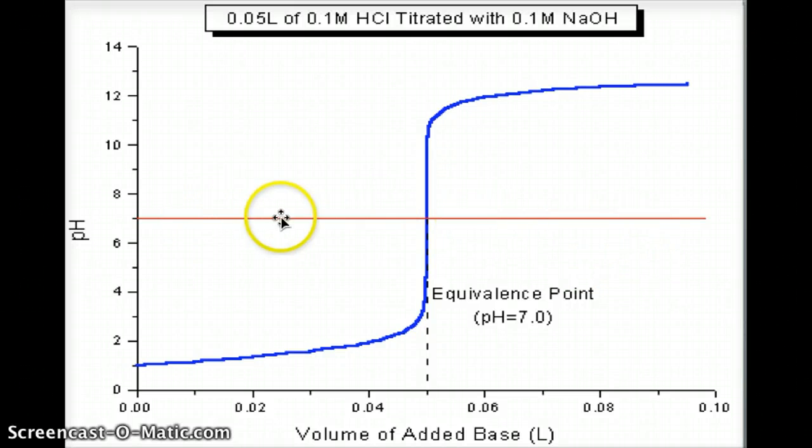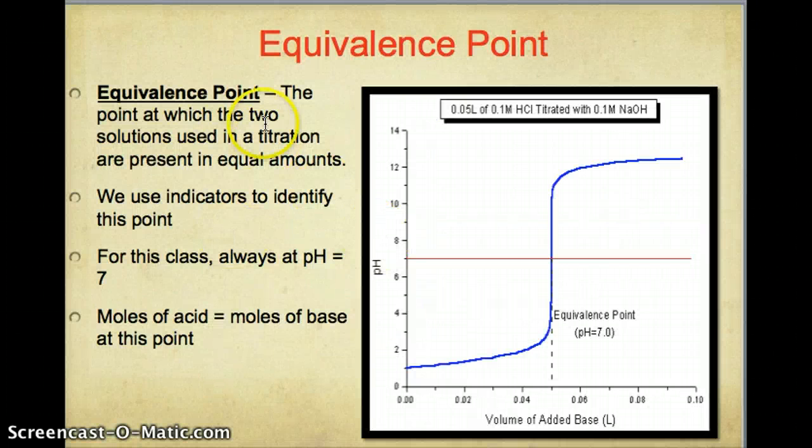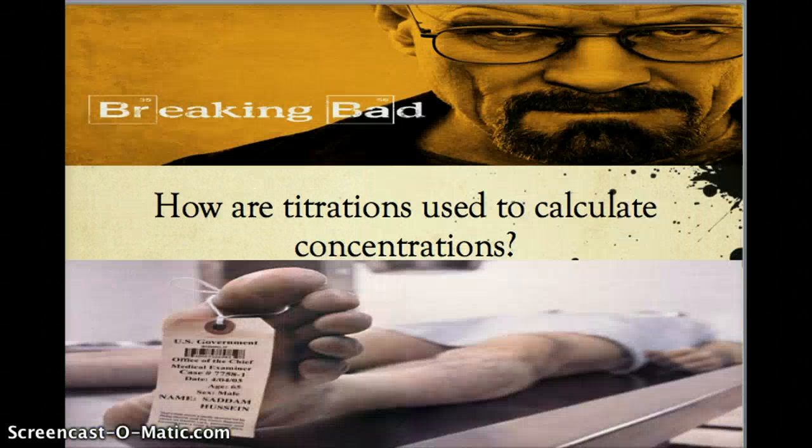This is the point at which the number of molecules of acid is equal to the number of molecules of base. So the equivalence point is the point at which there are equal amounts of acid and base. It's at a pH of 7, and the moles of acid is equal to the moles of base.